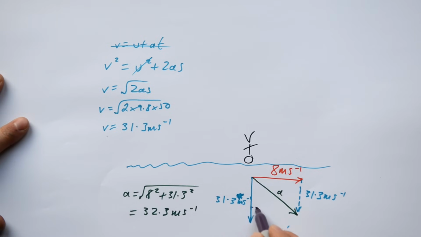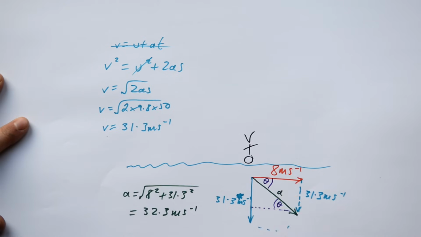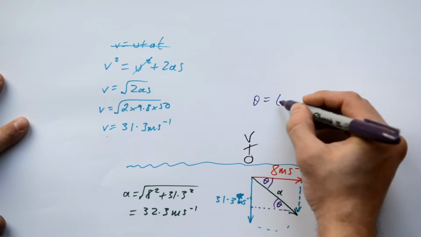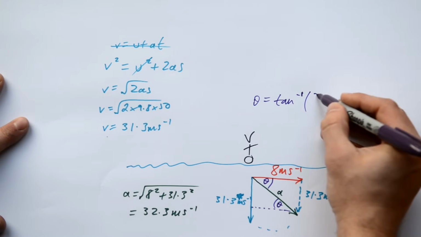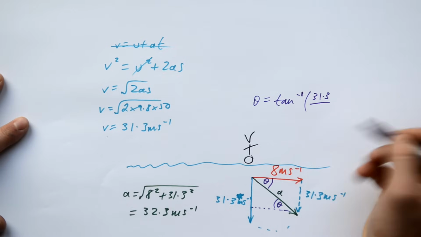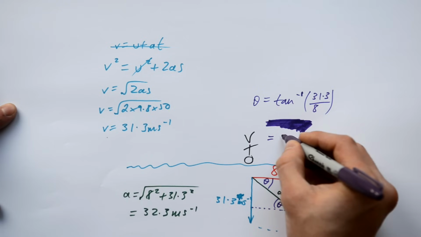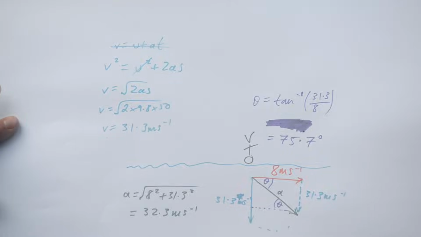What about if we wanted to find out what angle he hits the water at? Well, technically, the angle to the horizontal is going to be that there. Let's call that theta for now. And of course, that's going to be the same there. So we have our triangle, and obviously we have our adjacent and we have our opposite. So therefore, theta is going to be equal to the inverse tan of our opposite divided by our adjacent. That's going to give us a fairly big angle of 75.7 degrees.